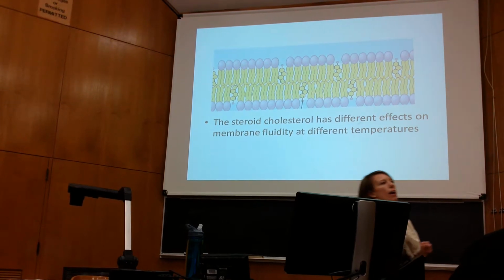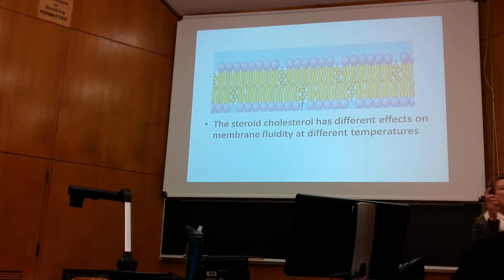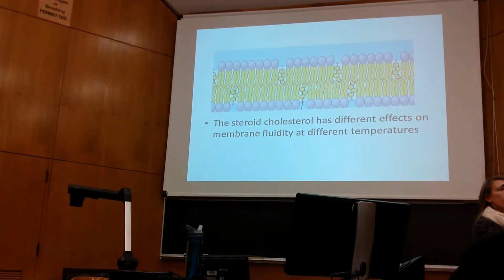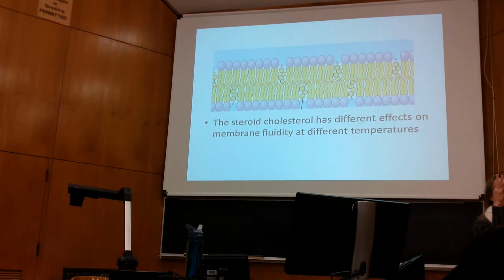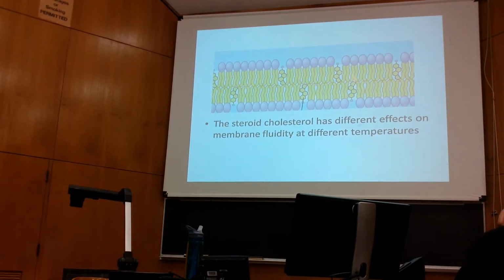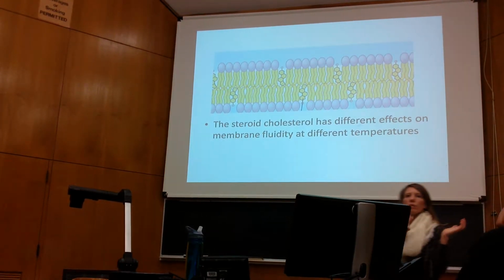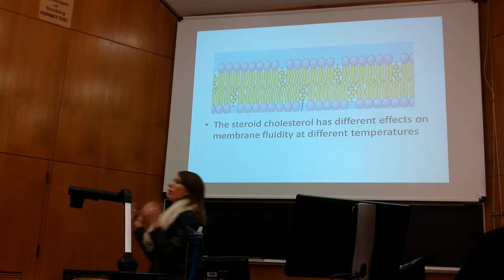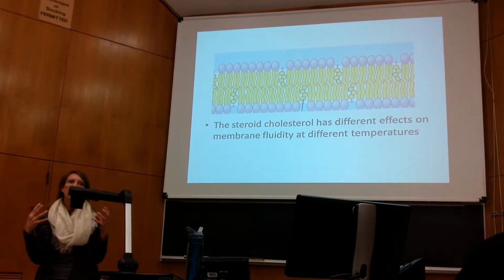At cooler temperatures, if you remember, things start to solidify. Those tails kind of start to bind up. The cholesterol, again, is not affected so much by temperature, and it helps keep the membrane from becoming too solid. So cholesterol kind of acts as a buffer, if you will, to the fluidity of these membranes.